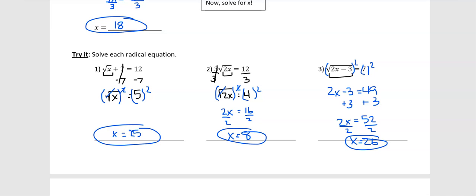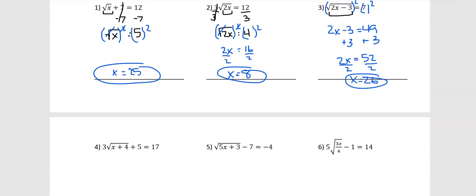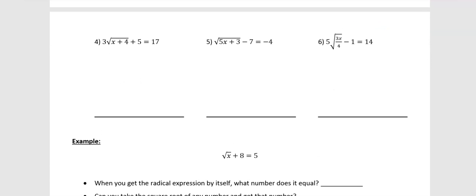Alright, so those are just some basic ones. We'll go on to the back side and do some more complicated ones, and I'll have you do a few on your own. So let's do the first one together first, just because it's a little bit more complicated. Here's my radical expression right here. So the 3 and the 5 are what need to move. So I'm going to subtract 5 on both sides. I still have my radical expression that needs to be left alone for right now. But I can divide by 3 because I don't want anything on the outside.